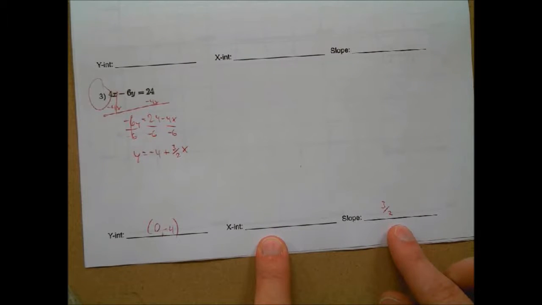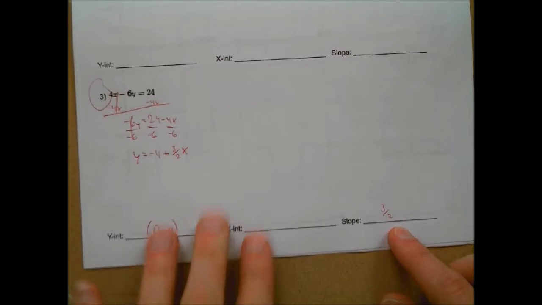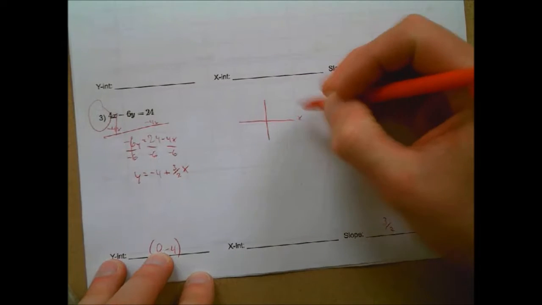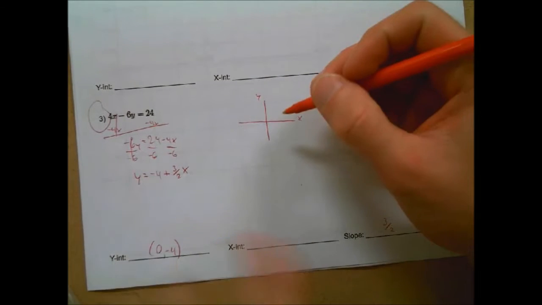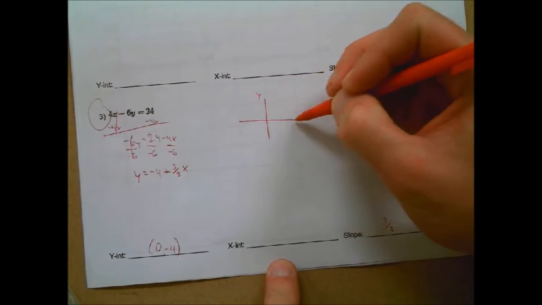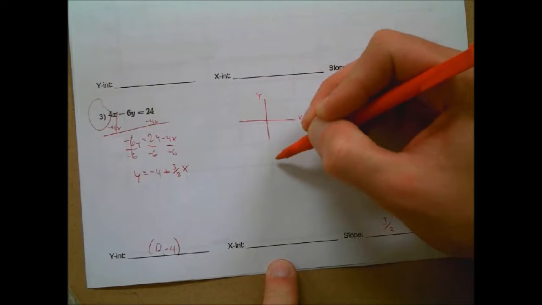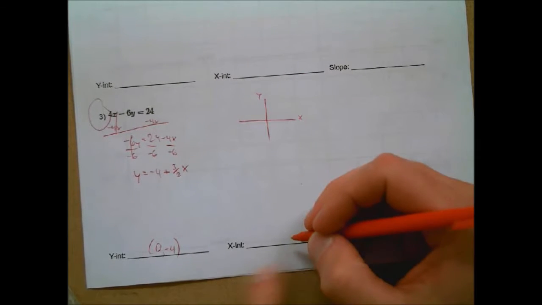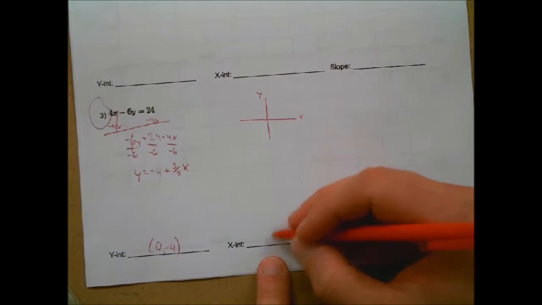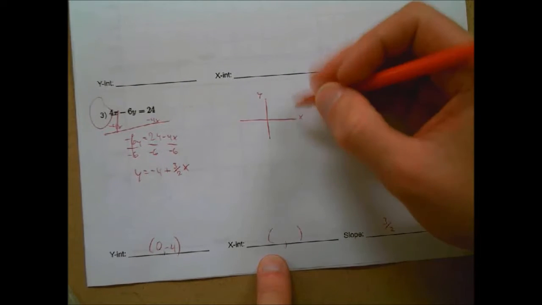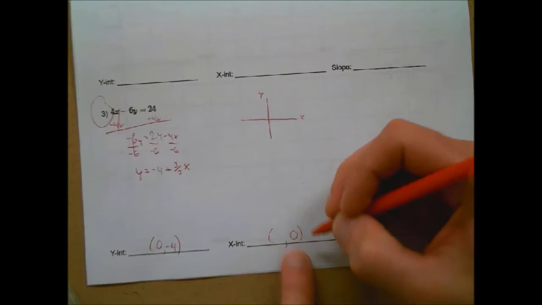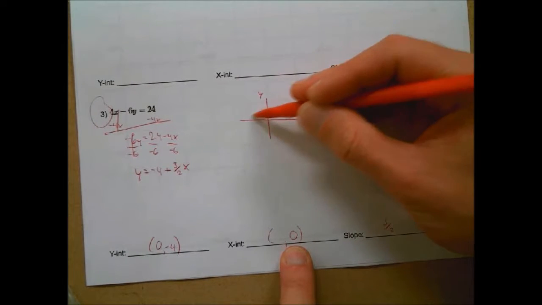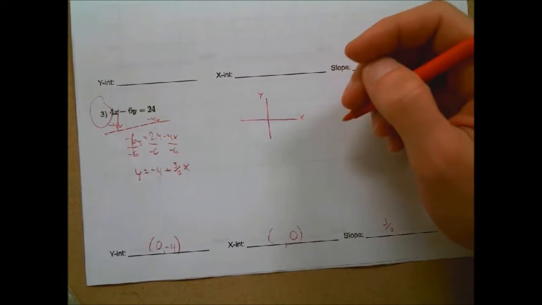Remember, the x-intercept is a point, and I'm just going to do a little quick sketch here. That's my x-axis, that's my y-axis. The x-intercept is the point on the x-axis where the graph goes through. So the y-intercept is -4. The x-intercept, we know that its y-coordinate is going to be 0, for sure, because any point on the x-axis will have a y-coordinate of 0. Does that make sense?